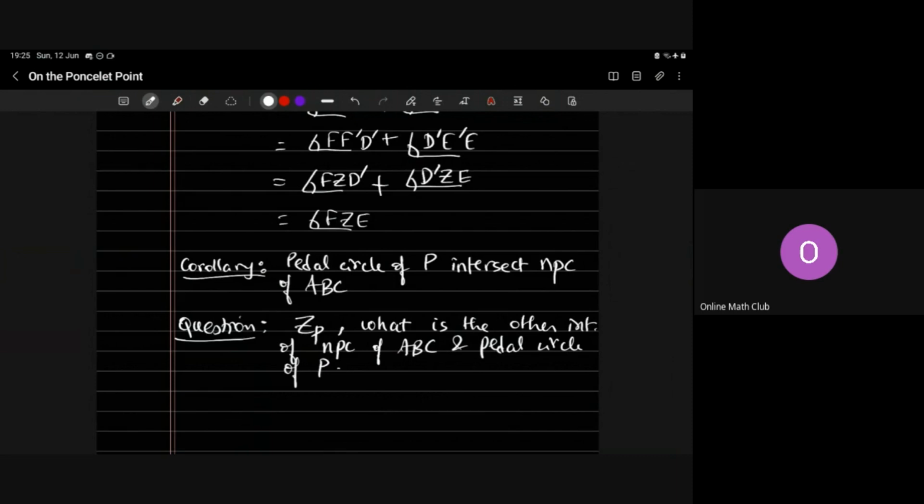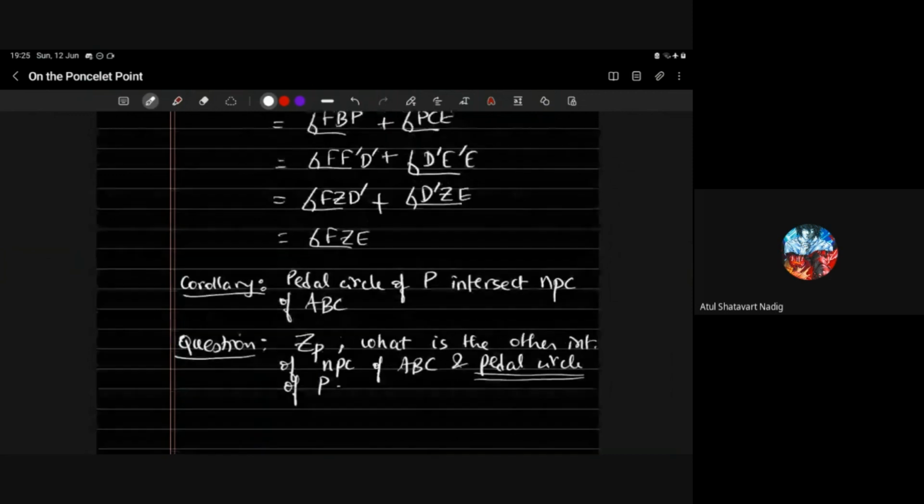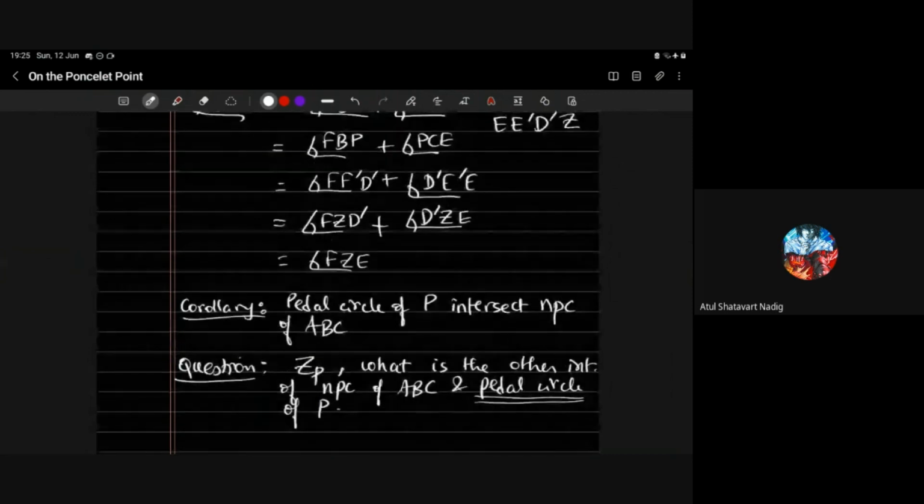So the thing is, this pedal circle of P will be the same as the pedal circle of Q for some other Q, right? What is this Q? The isogonal conjugate. Yeah, it's the isogonal conjugate of P. So what do you think the second intersection of the 9-point circle of ABC and the pedal circle of P corresponds to?